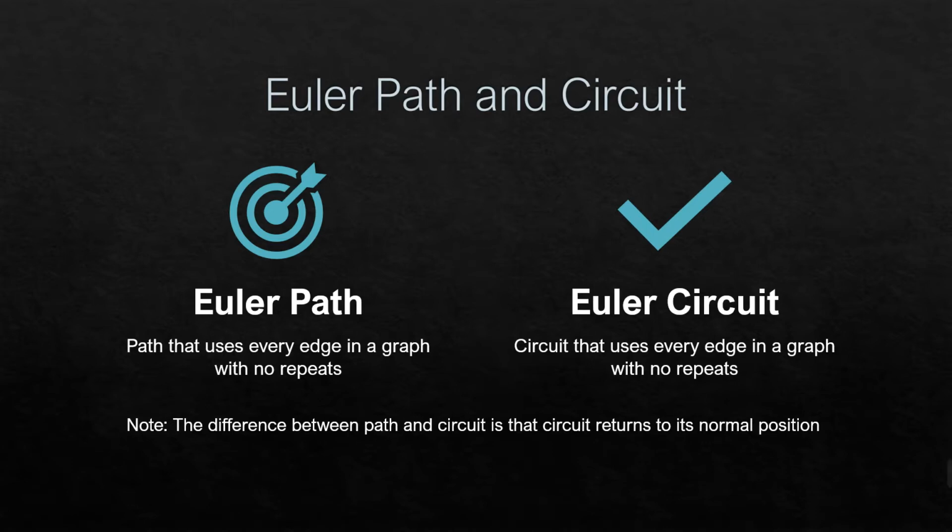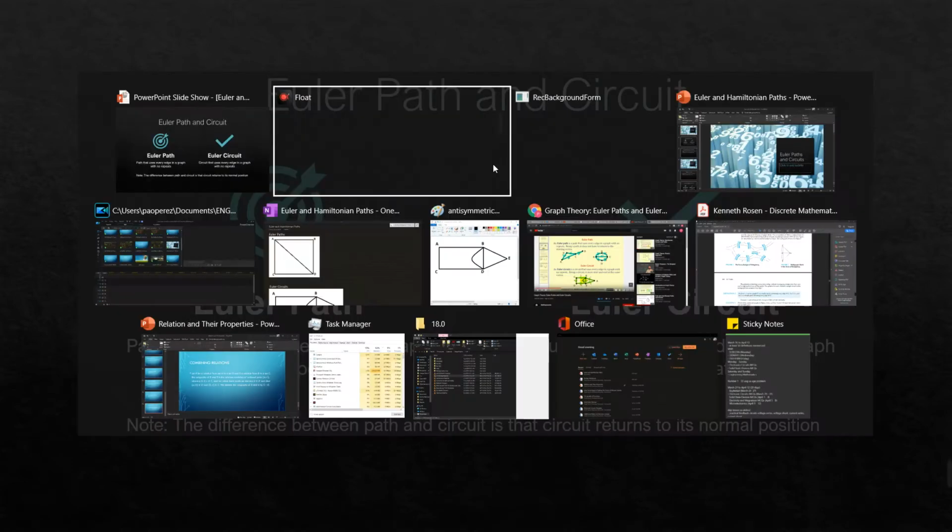So what is the difference between the two? The difference between a path and a circuit is that a circuit returns to its starting position. Remember that a circuit returns to its starting position. So I'll give an example of what the graph of an Euler path or an Euler circuit is.